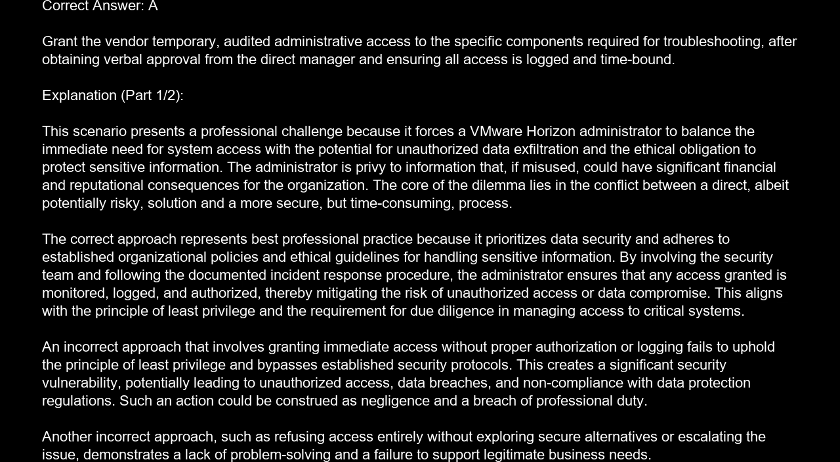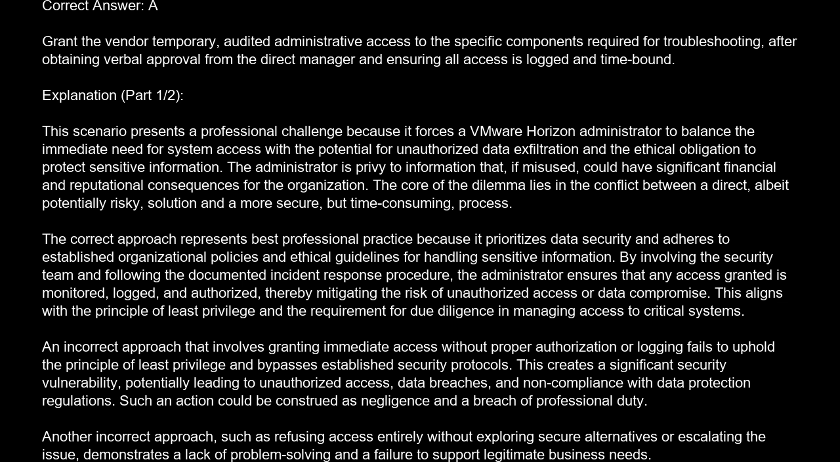The core of the dilemma lies in the conflict between a direct, albeit potentially risky, solution and a more secure, but time-consuming process. The correct approach represents best professional practice because it prioritizes data security and adheres to established organizational policies and ethical guidelines for handling sensitive information. By involving the security team and following the documented incident response procedure, the administrator ensures that any access granted is monitored, logged, and authorized, thereby mitigating the risk of unauthorized access or data compromise. This aligns with the principle of least privilege and the requirement for due diligence in managing access to critical systems.